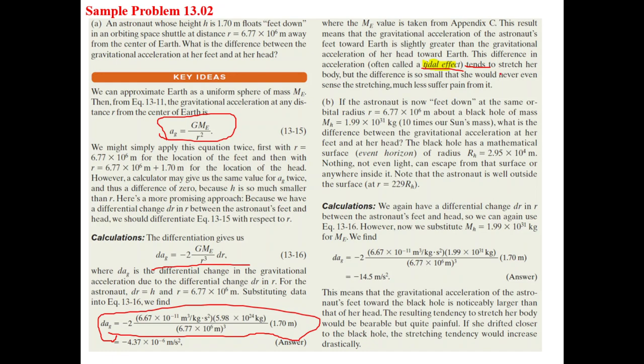The difference is so small that you should never feel the stretching, much less suffer pain from it. And we have another example. The astronaut is now fit on the same orbital radius, at 7 times 10 to the power 6 meters, about a black hole of mass 3 times our sun's mass. There's a difference between the gravitational acceleration and the black hole. Don't forget this value, okay?